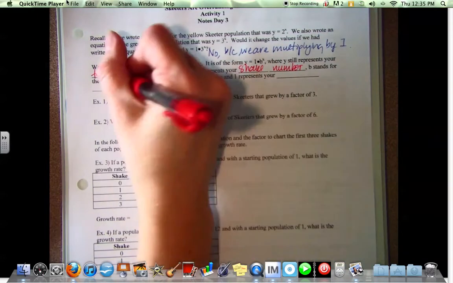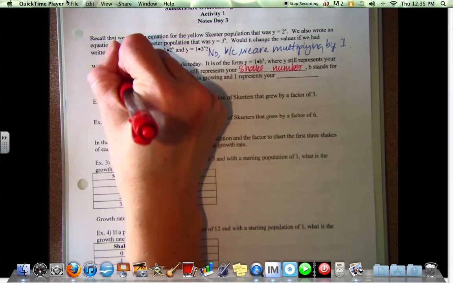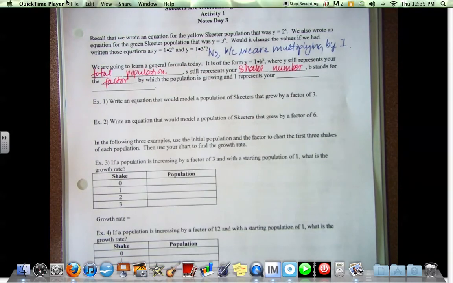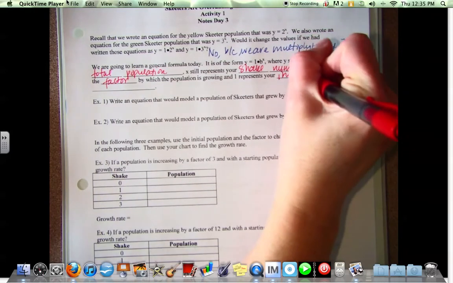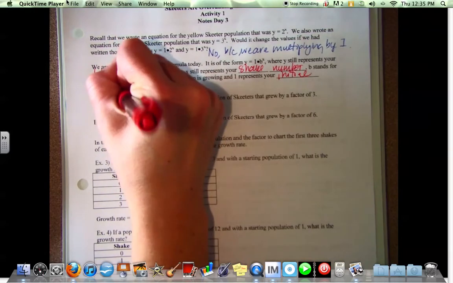b stands for the factor by which the population is growing, and 1 represents your, any guesses what the 1 represents? Initial population.